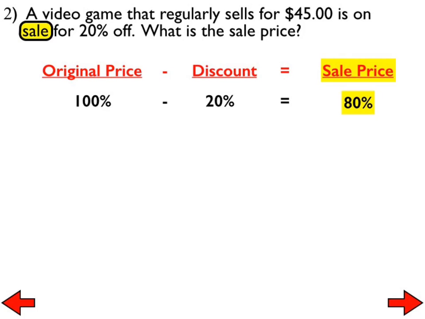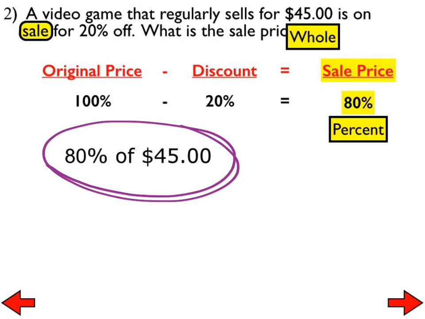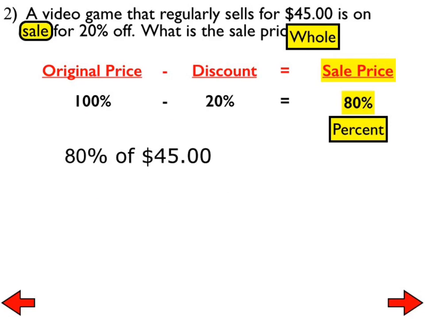Because what we need to do if we want to find the sale price, we need to find 80% of $45. The 80% once again comes from the fact that I took away 20% from the 100%. This you should be writing down in the far right-hand side of your notes underneath the find the percent of a number. Now, if we convert the percent to a decimal, we end up with 0.8. We multiply that by 45, and once again, we get the $36 there.